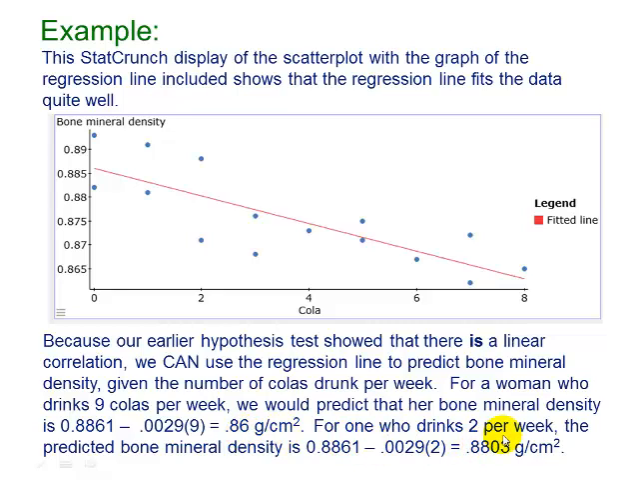For a woman who drinks 2 colas per week, our predicted bone mineral density would be 0.8803. Notice in this one we're plugging in 2 in place of the x. And if we look at the scatter plot and the line up here, for the woman who drinks 9 per week, that value would actually be over here where x is equal to 9, and our y value would be wherever our y value is on that line. For the 2, we're looking at the point on the line where x is 2. So the value we came out with, 0.8803, is the y value for this point right here.